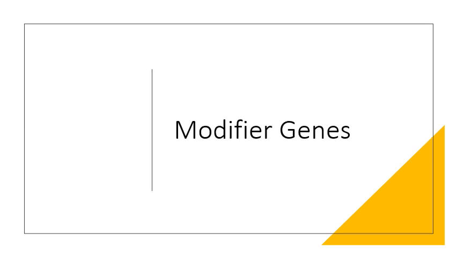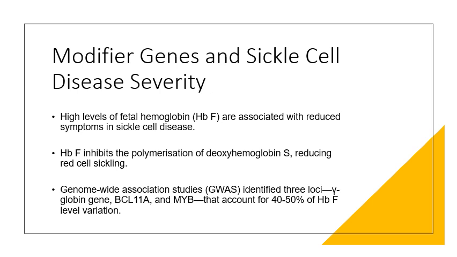In the next few slides, I'll be talking about how modifier genes can affect disease severity in sickle cell. High levels of fetal hemoglobin, HbF, can reduce the severity of sickle cell disease by preventing sickling. Studies have shown that variants in the gamma globin gene, BCL11A, and MYB account for differences in HbF levels, and they are therefore called modifier genes.